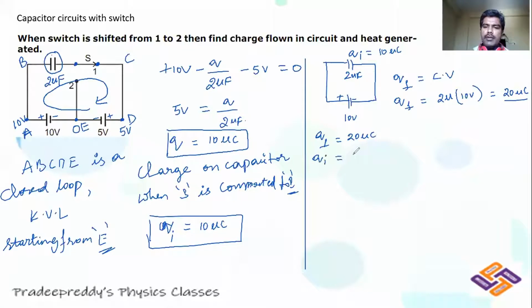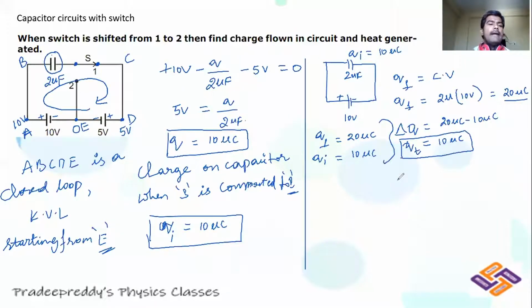Initial charge is equal to 10 microcoulomb, right? When the switch is shifted from 1 to 2, this capacitor is additionally storing some amount of charge. Additionally, it is gaining some charge, and that charge delta Q is equal to 20 microcoulomb minus 10 microcoulomb, which is equal to 10 microcoulomb. This is Q transferred, right? So when the switch is shifted from point 1 to point 2, there is some charge transferred. How much charge is being transferred? 10 microcoulomb of charge is being transferred in the circuit.